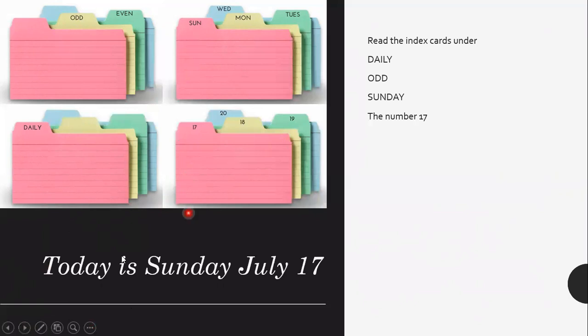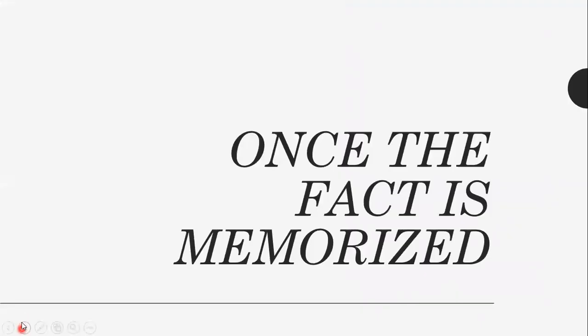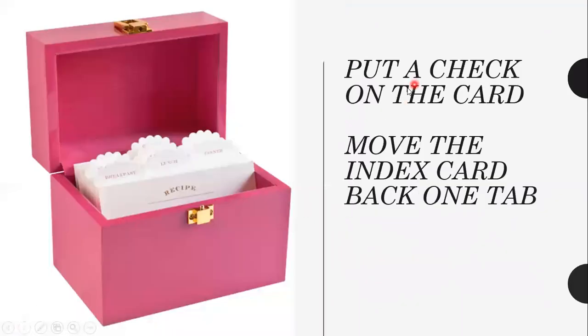So you don't fill up all the tabs all at once, unless there are some facts that you already have memorized and you just want them to review throughout the month. And as I just explained, once the facts are memorized, place a check on a card and move the index card back one tab.